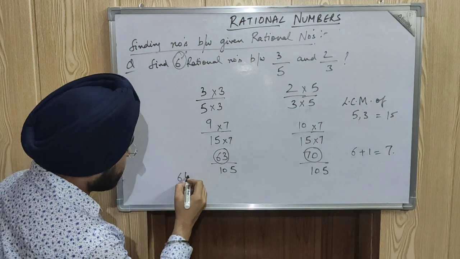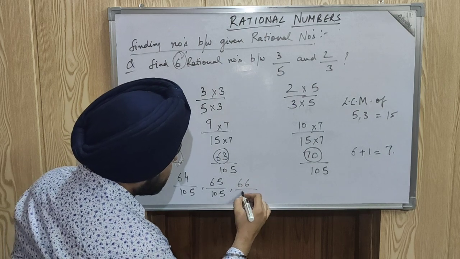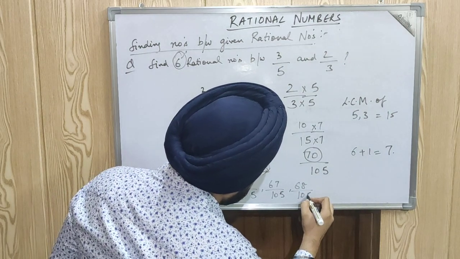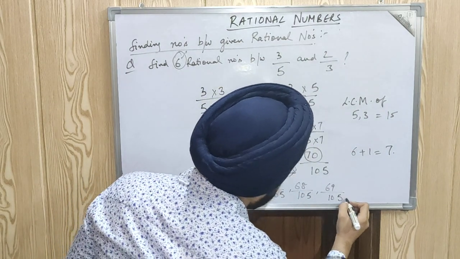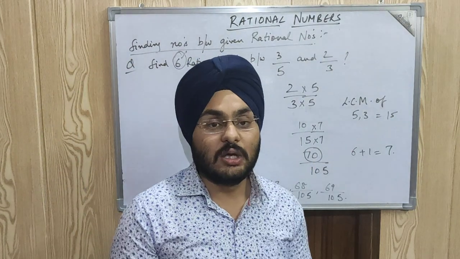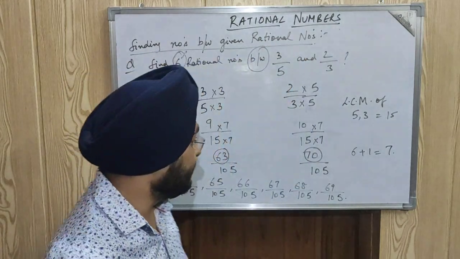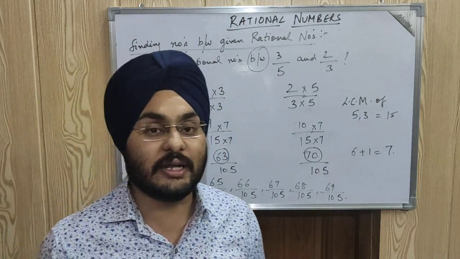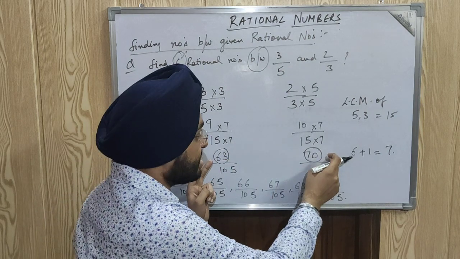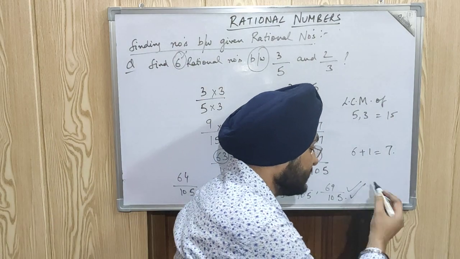So I will be writing the numbers are 64 by 105, 65 by 105, 66, 67, 68 and 69. So keep in mind, most of the students write these numbers as well, 63 and 70. No, we have to find in between these numbers. In between these numbers, the 63 and 70 are not included. So keep in mind about this thing. So you have to write the numbers lying in between 63 and 70. So that numbers will be from 64 to 69. So this is the answer.